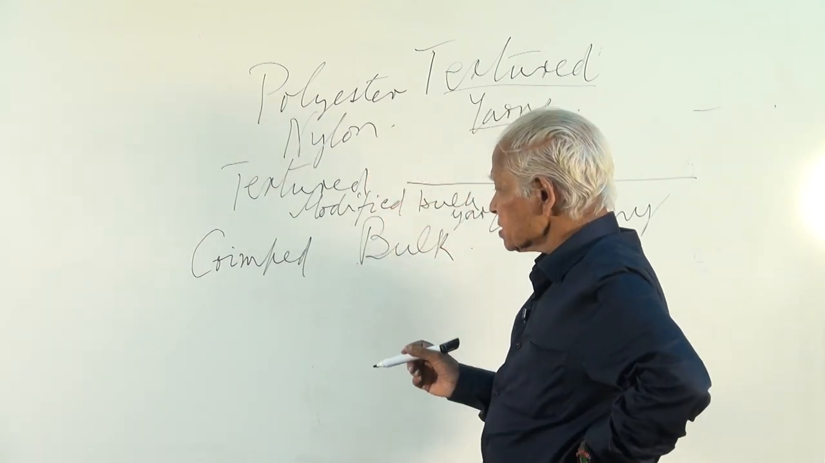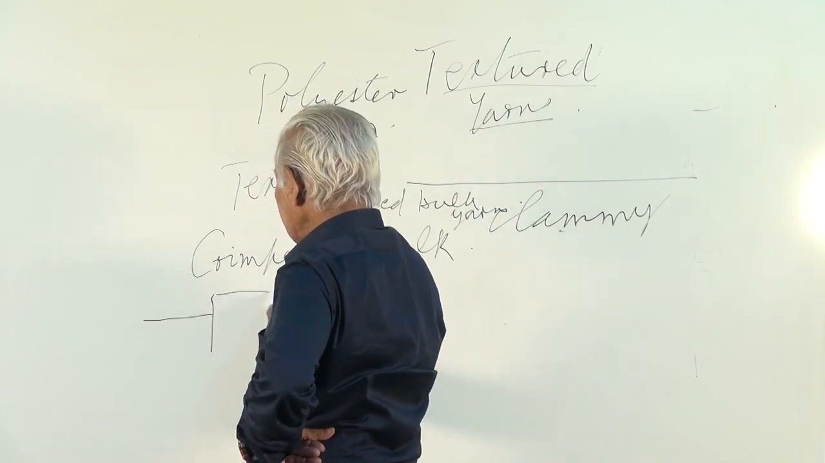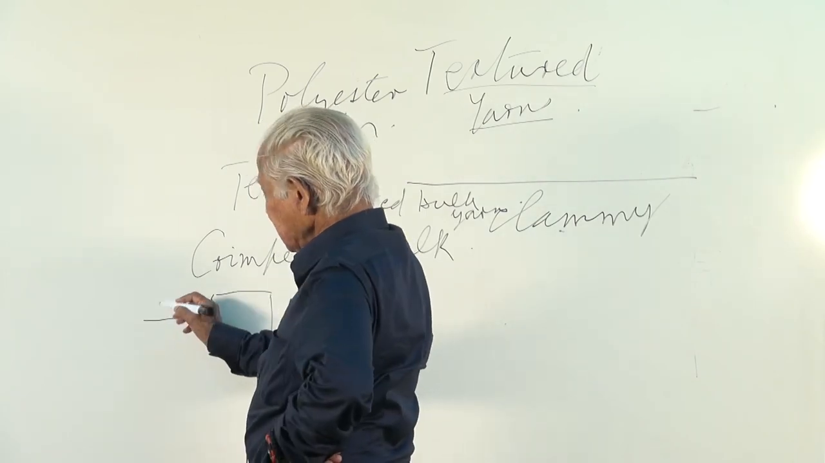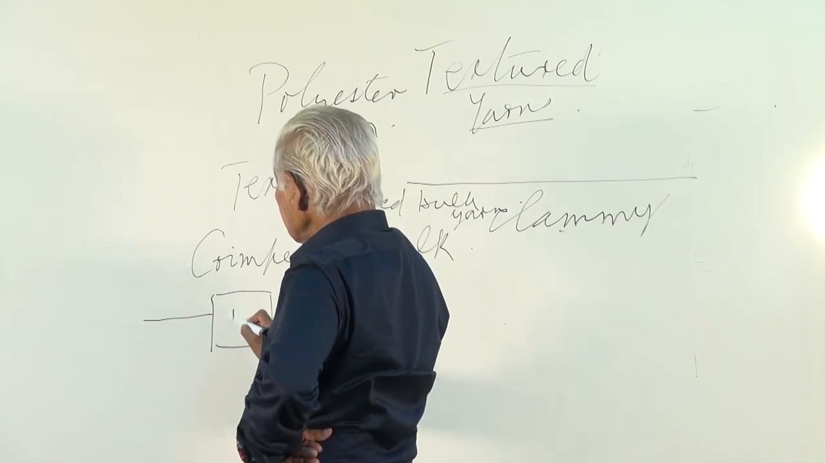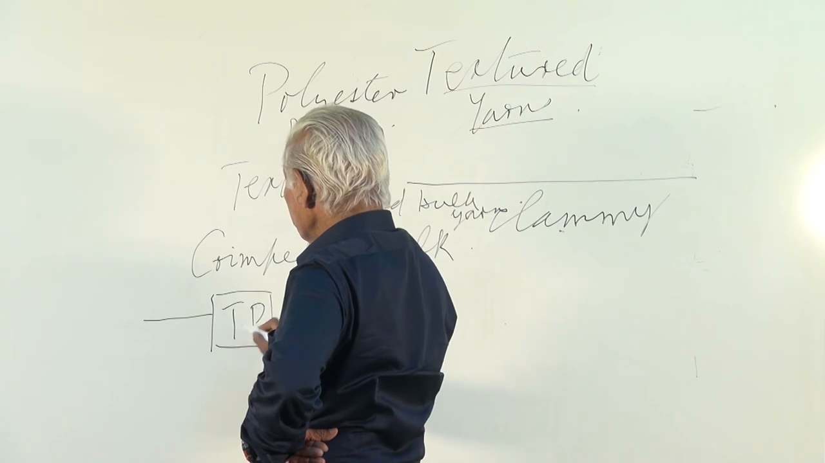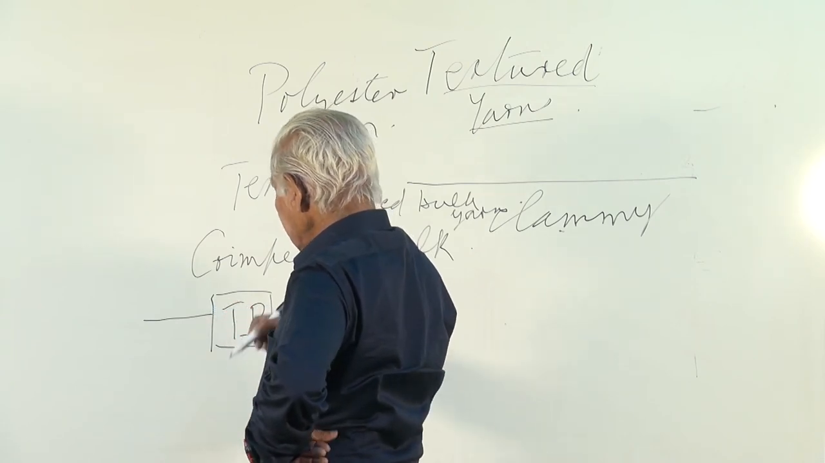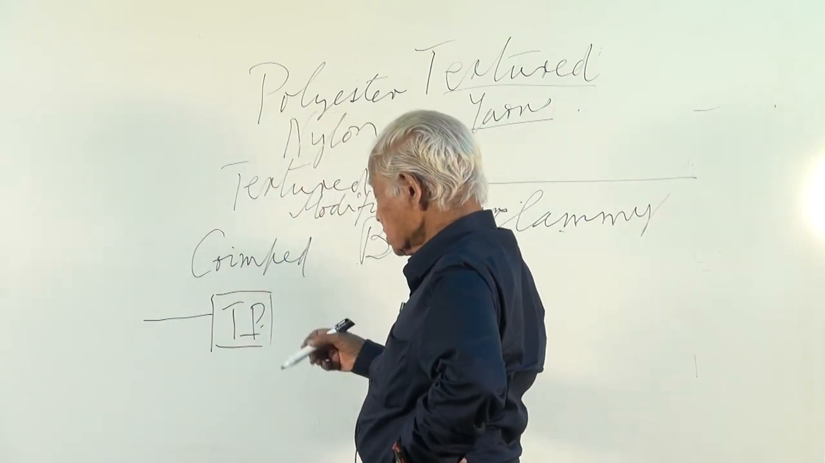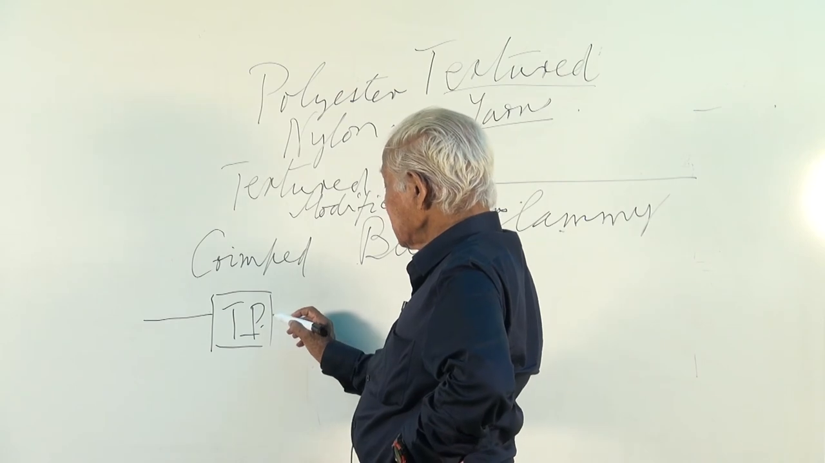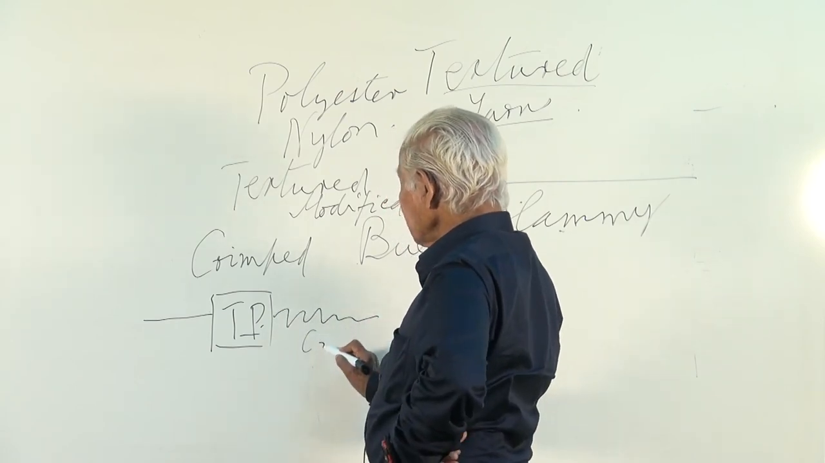In crimped yarns, the input is the flat filament yarn. A flat yarn is one which doesn't have any crimp or bulk. And this is the texturing process. So when a flat yarn is taken up for texturing by false twist texturing method or draw twist texturing method, the yarn that comes out of the machine has got the crimp or waviness.